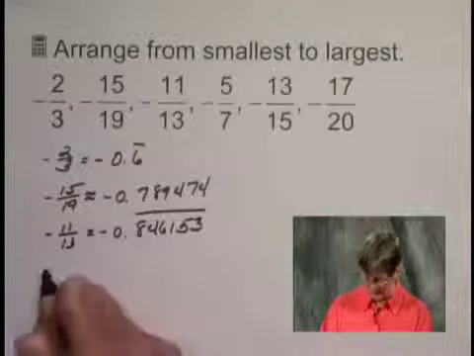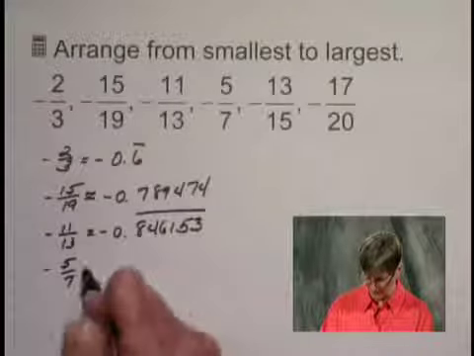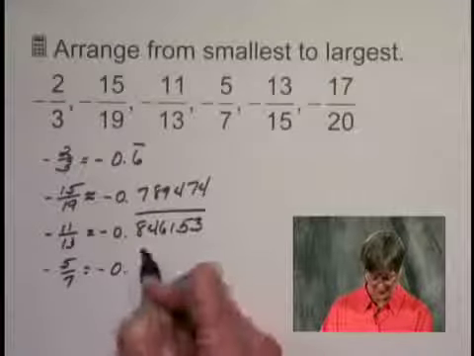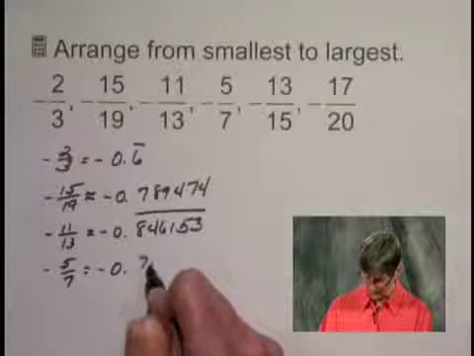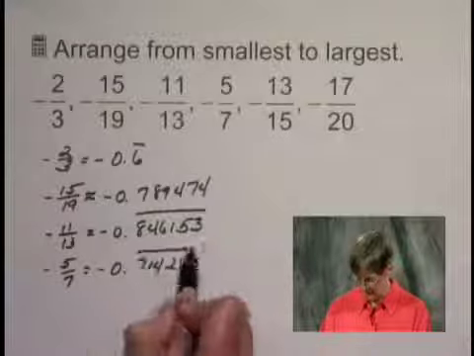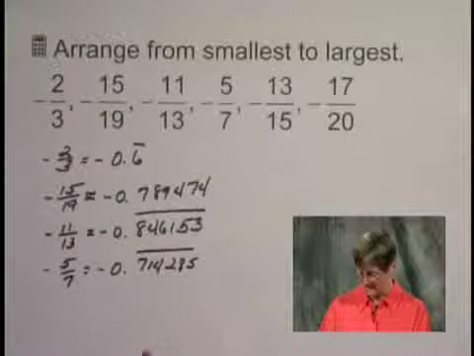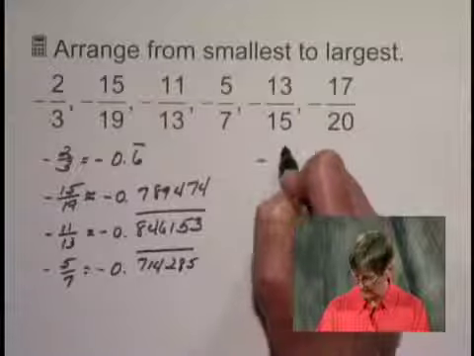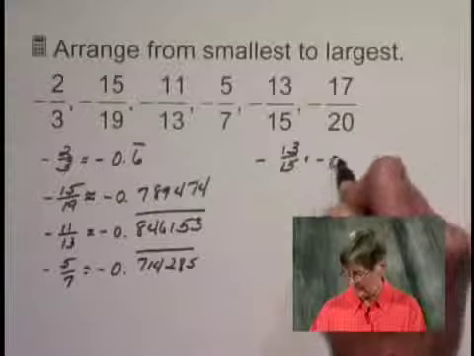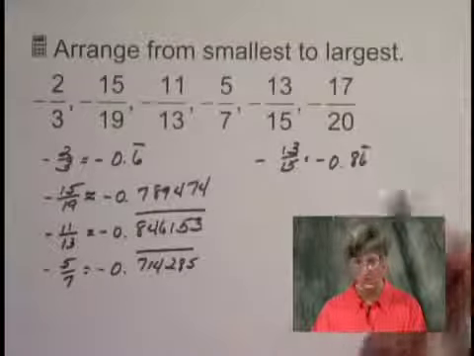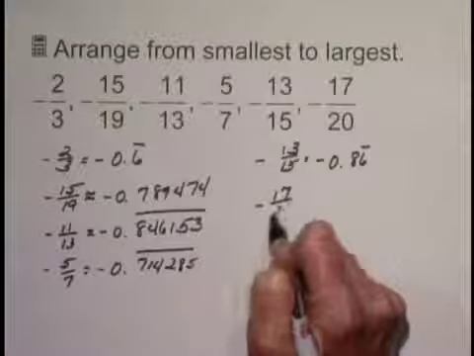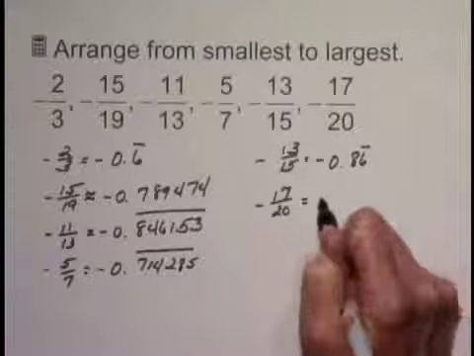Next, we have negative 5 over 7. And if we find that on a calculator in decimal form, we get another repeating decimal, negative 0.714285, and these 6 digits repeat. We have negative 13 over 15, and that is a repeating decimal. It's negative 0.86, where the 6's repeat. And the last that we have is negative 17 over 20, and that is equal to negative 0.85.